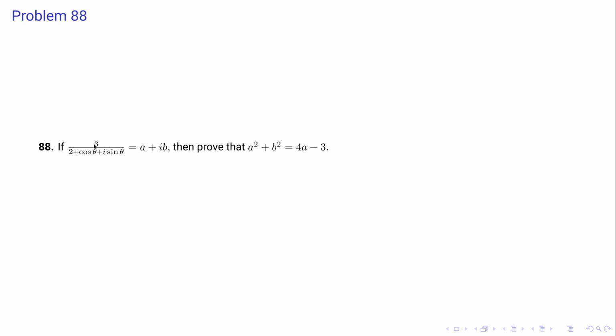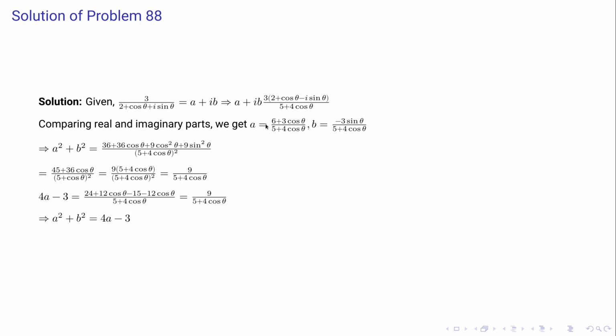Problem 88 says that if 3 by 2 plus cos theta plus i sin theta is equal to a plus ib, then prove that a square plus b square is equal to 4a minus 3. So what we do is we rationalize this. We multiply with the complex conjugate of the denominator, so we get this fraction as 3 into 2 plus cos theta minus i sin theta by 5 plus 4 cos theta.